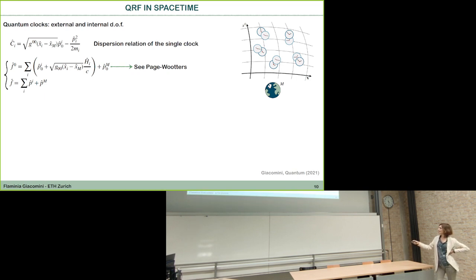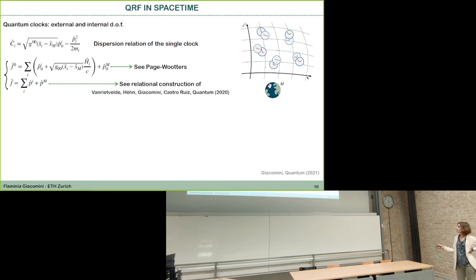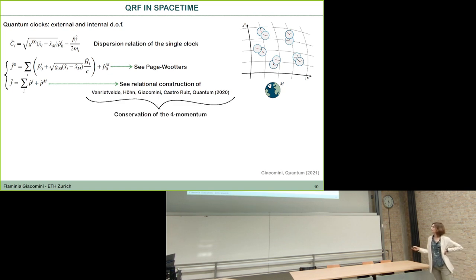So this is an extension of, for those of you who are familiar with it, the Page and Wootters approach. Because here we have the P0s in addition, and this time dilation factor. In Page and Wootters, you only have the sum over all the internal Hamiltonians of the clocks, and this is what I showed you in the previous slide. So we can think of this as a conservation of, in this case, the two-momentum, because it's in 1 plus 1, but say four-momentum.